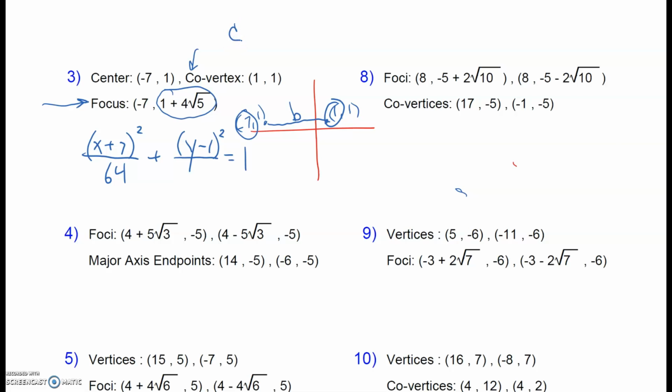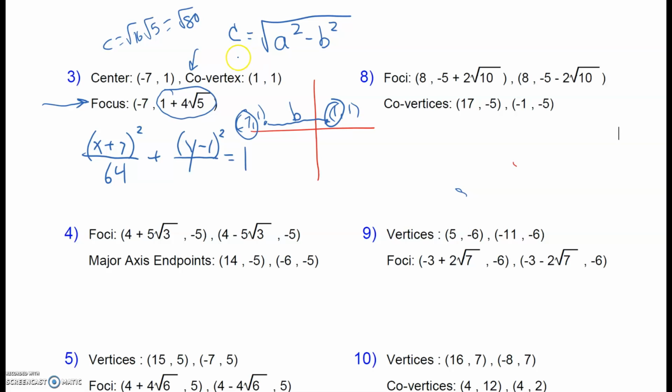C equals the square root of the difference of the denominators. Okay? Square root of the difference of the denominators. And so I know that C is 4 root 5. C equals 4 root 5. Well, that's the square root of 16, because that's 4. So that's the square root of 80.